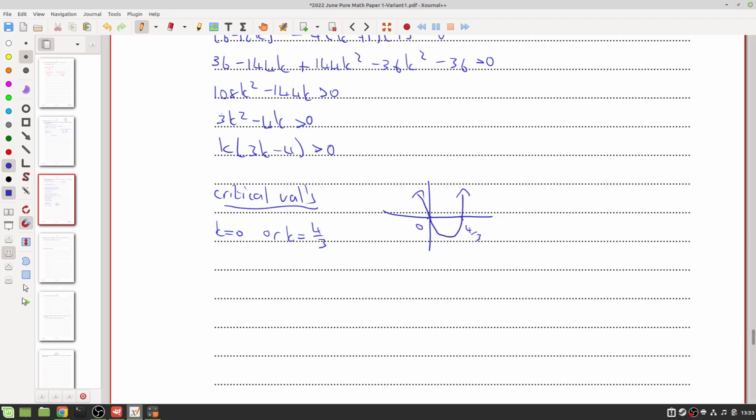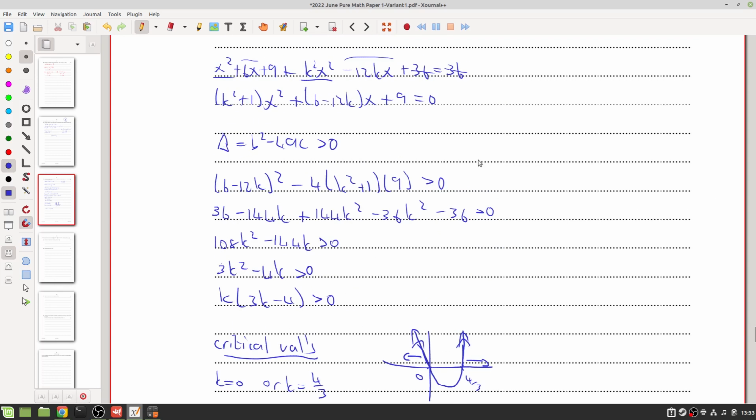And we're looking for, where is this graph that we have here greater than 0? So it's this arm from there and this arm from here, right? So it's everything to the left of 0 and everything to the right of 4 over 3. So our solution is k is less than 0 or k is greater than 4 over 3. And that is our solution.